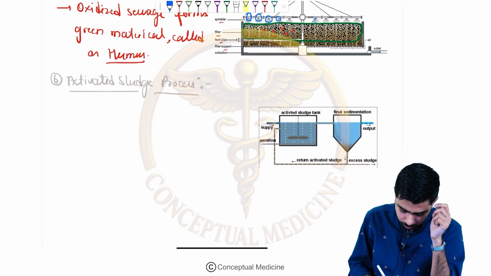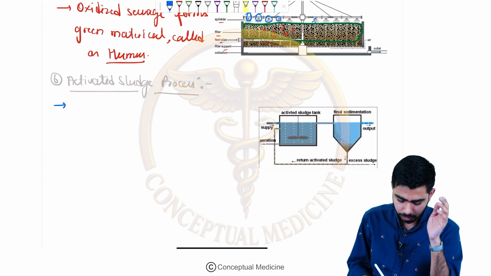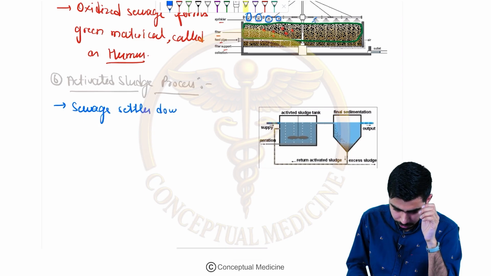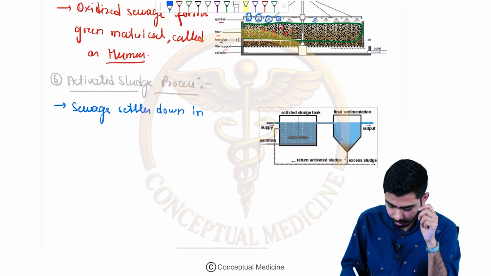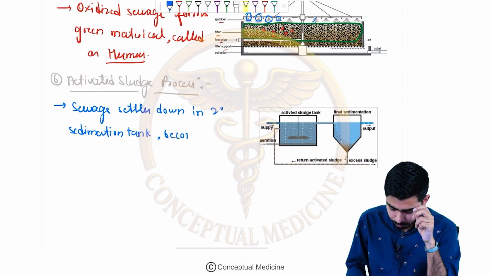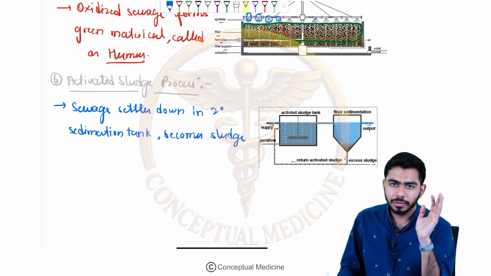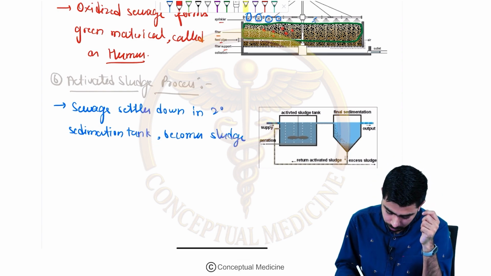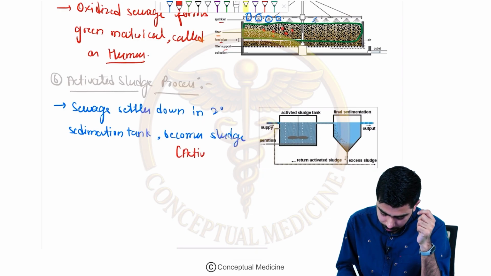So in the activated sludge process, first of all, the sewage will be there. The sewage will be settling down in the secondary sedimentation tank, and it becomes sludge over there, right? And this sludge will be called the activated sludge.